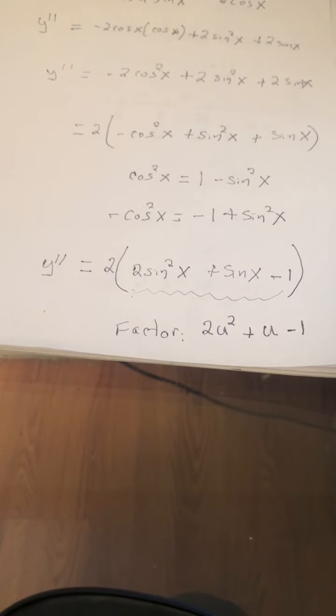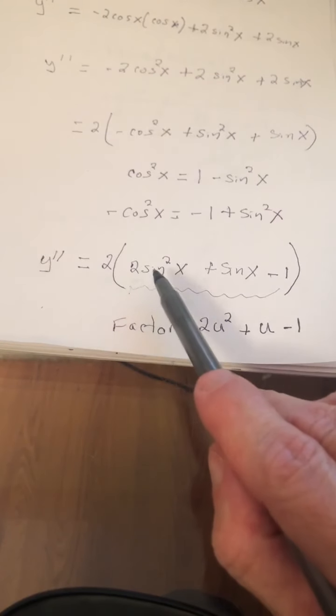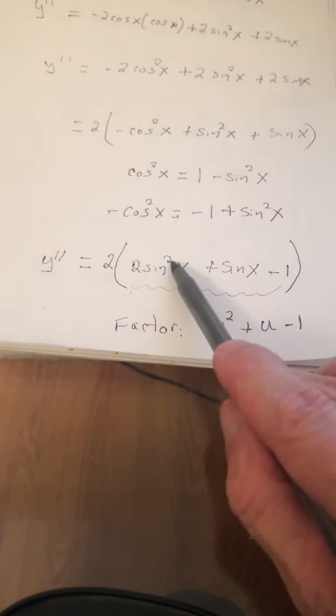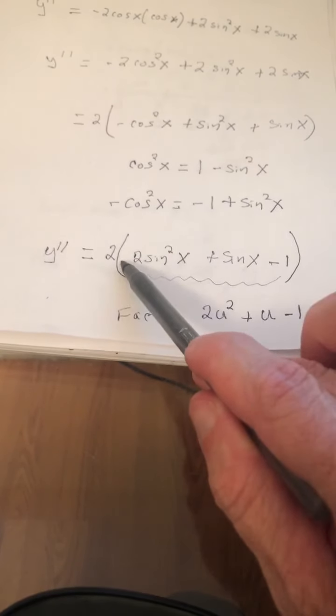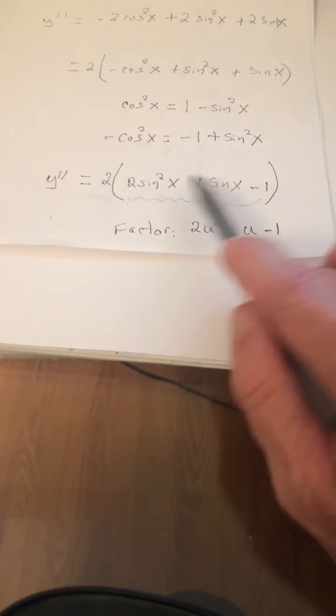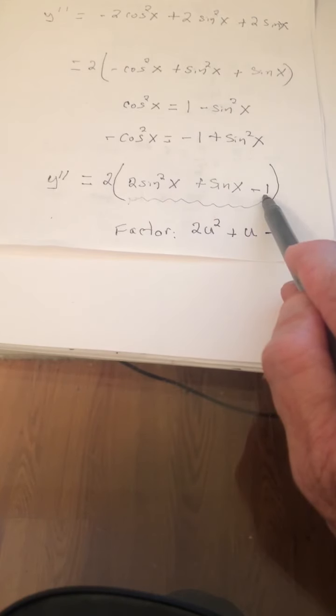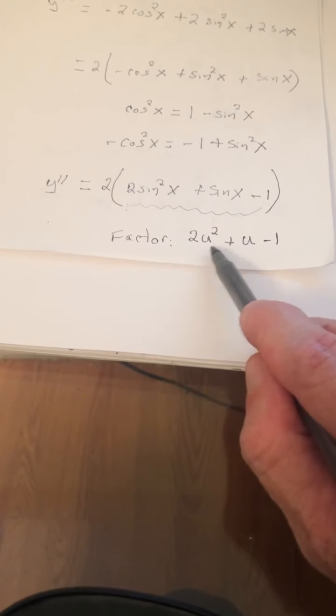Let's finish this problem. Recall that we have y double prime equal to 2 times the quantity 2 sine squared of x plus sine of x minus 1. So this quantity in parentheses is a polynomial expression in terms of sine. If you make a substitution, let u be equal to sine of x, we actually have 2u squared plus u minus 1. And of course what we want to do is factor that expression.